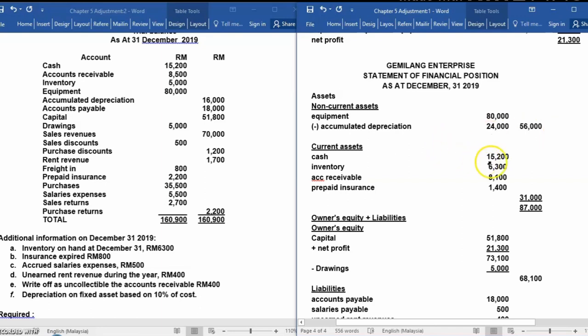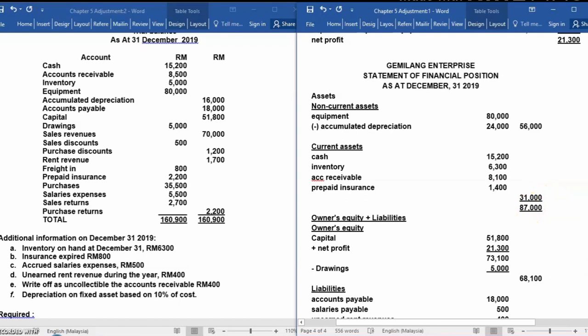Current asset: cash, inventory, account receivable. Account receivable, you must get the new figure from the adjusted trial balance. Prepaid represents a current asset. You can get it from the adjusted trial balance, and you get the total 31,000. So the total for asset, 56,000 plus 31,000, you get the total 87,000.